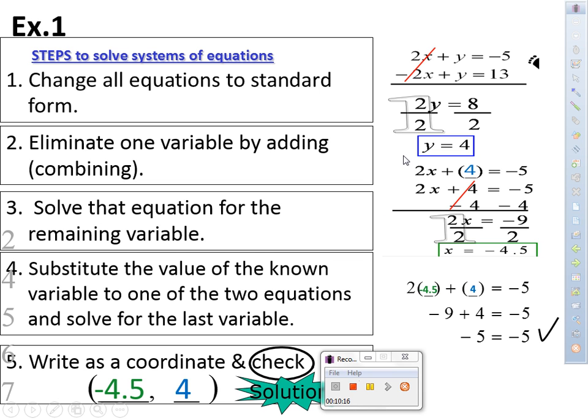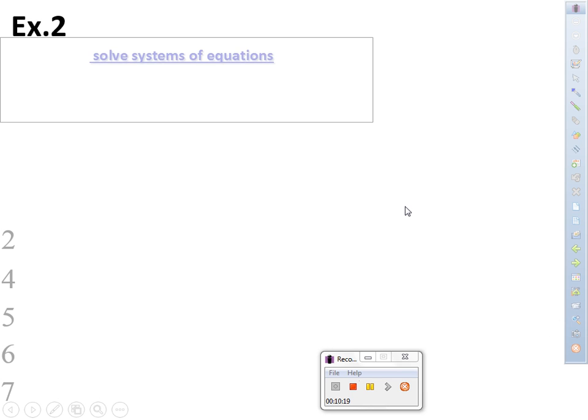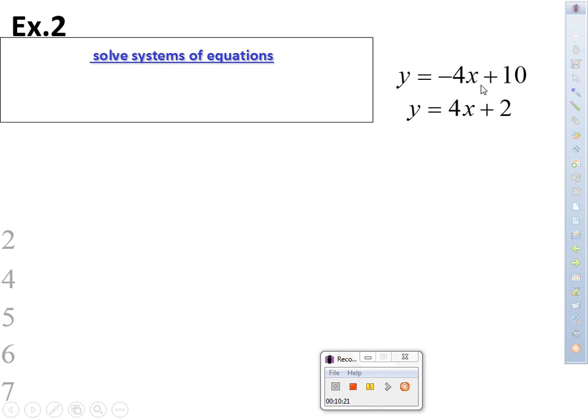Okay, copy this one, example 2. Solve the system, y equals negative 4x plus 10, and y equals 4x plus 2. See if you can do that one by yourself. Yes? Go.